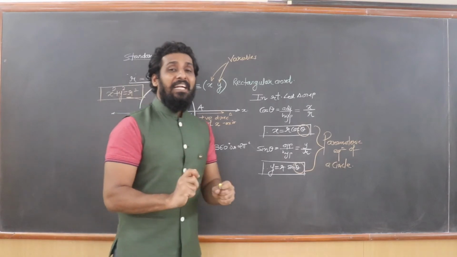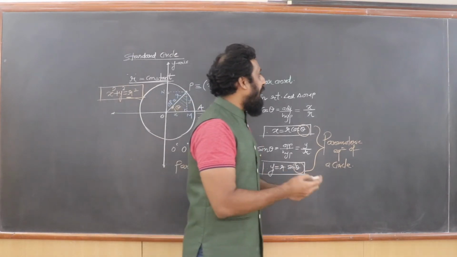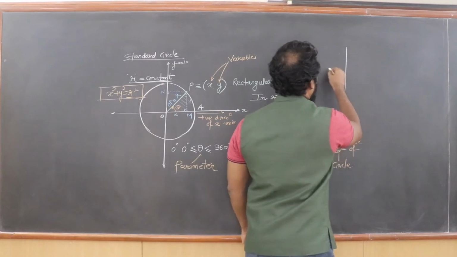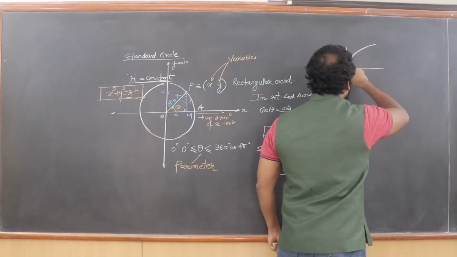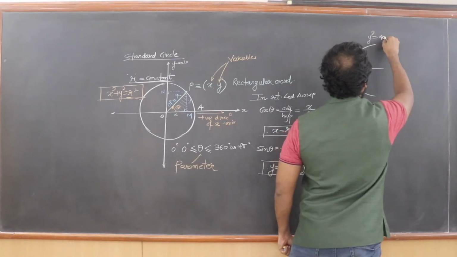Now, to understand this concept in more detail, let's take one more example of a parabola. So if you remember, a standard parabola of the first type is given by y square is equal to 4x.